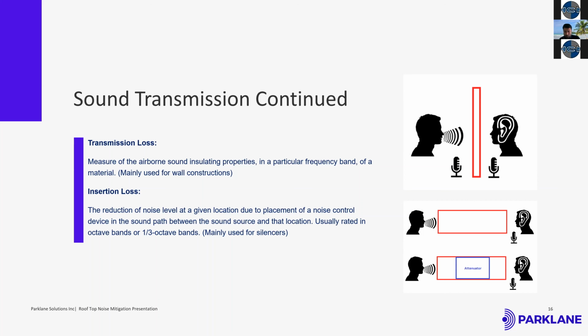Whereas in the case of an insertion loss, it's the noise measured at the same location, but with and without a mitigation in place. So you can see the illustration below. It shows a person talking through a duct, but the microphone is only on the receiving end. And the insertion loss is essentially the difference between the one without the attenuator and the one with the attenuator.